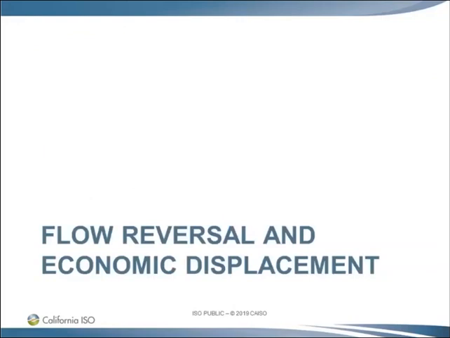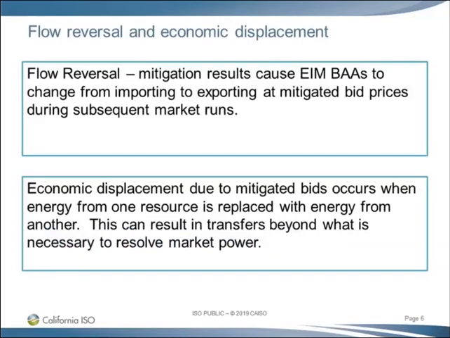So let's talk about the features of LMPME. And we'll start with flow reversal and economic displacement. So what is flow reversal? Mitigation results cause EIM BAAs to change from importing to exporting at mitigated bid prices during subsequent market runs. We have implemented changes to prevent that from happening. And economic displacement due to mitigated bids occurs when energy from one resource is replaced with energy from another. It can result in transfers beyond what's necessary to resolve market power. So we're going to become more efficient as well.